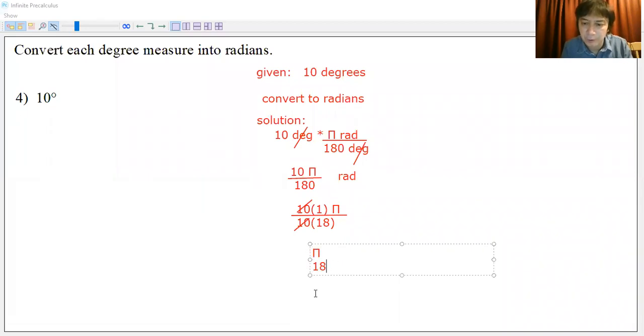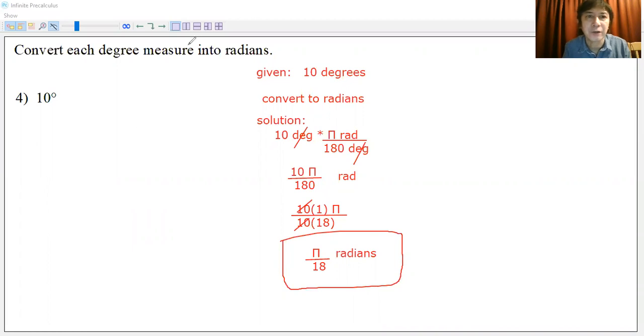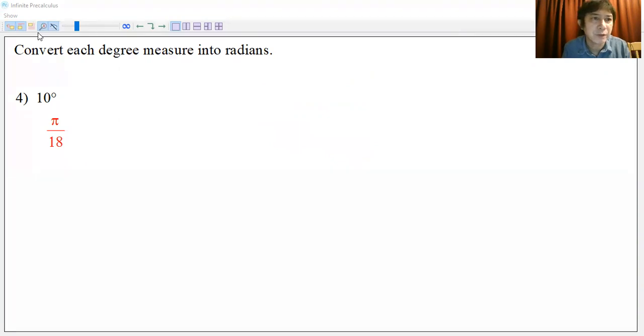This must be in radians, right? And then we put the fraction symbol there, and this is our final answer for number 4. Check it out. What about the computer's answer? Pi over 18. Yes, so we're correct as verified over here. All right, so pi over 18 radians. Let's continue with number 5.